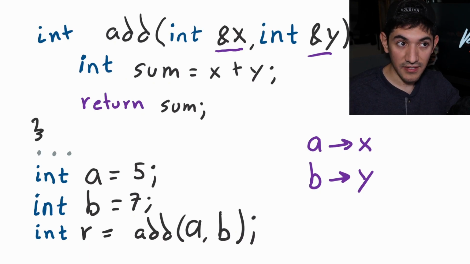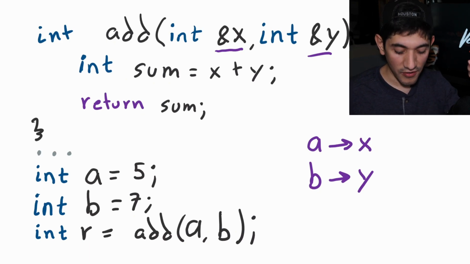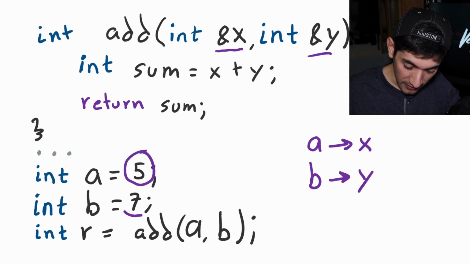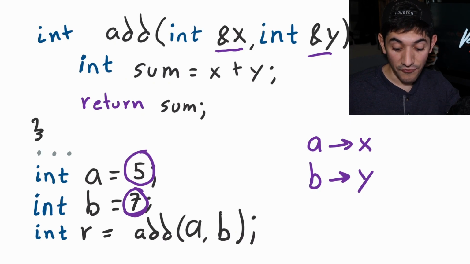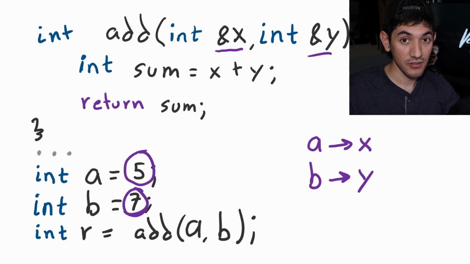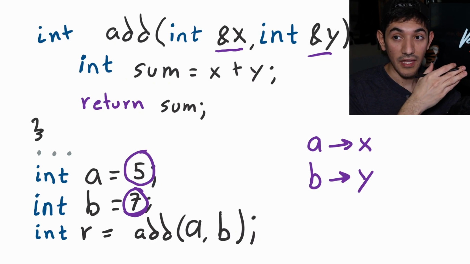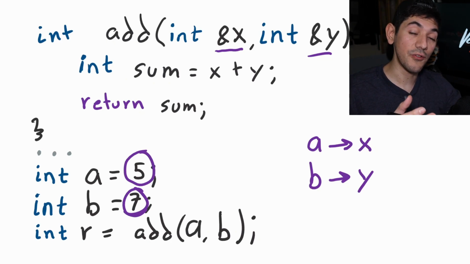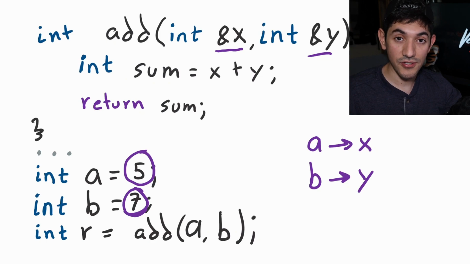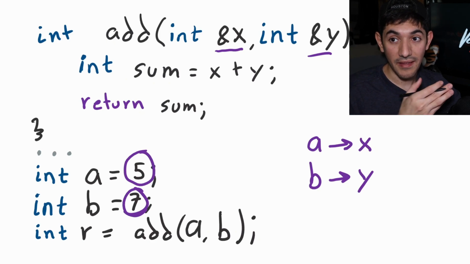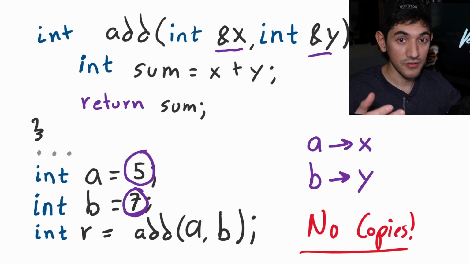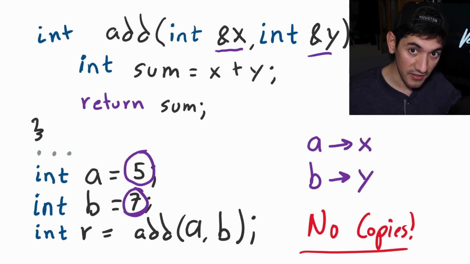So in here, what's happening is that both A and X are talking about the same 5, and both B and Y are talking about the same 7. And so if you modify the value within the function, you're going to modify the value that it came in with. This is one way that you can modify values that were created outside of the function, from inside of the function, and also how you can pass a value from outside the function to inside the function without having to make a copy. It just takes it in as a reference. It just takes it in as a nickname.